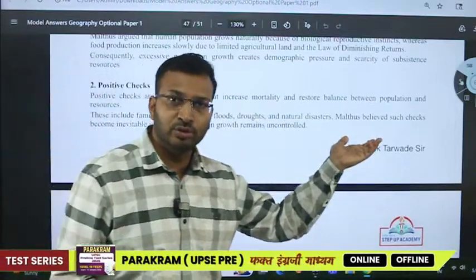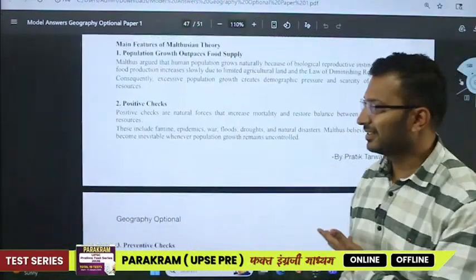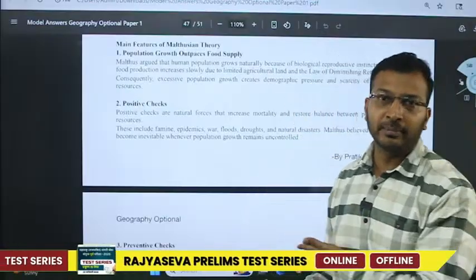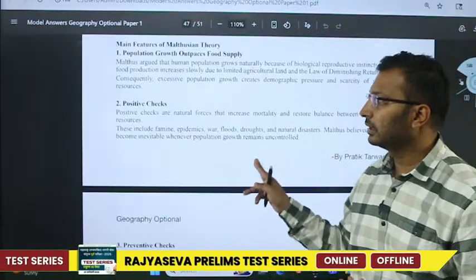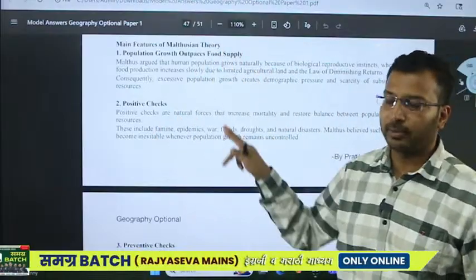Then there are also natural disasters. For example, COVID-19. People say China created it, but epidemics, pandemics, these are positive checks which will control the population naturally. So this was talked about by Malthus.